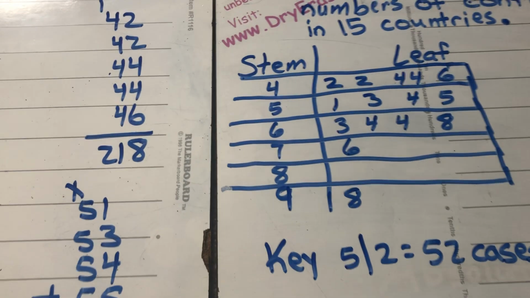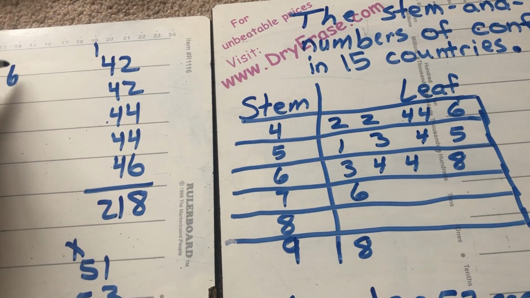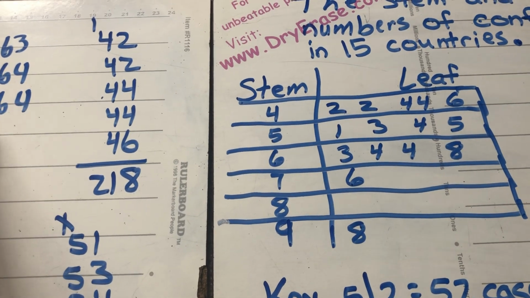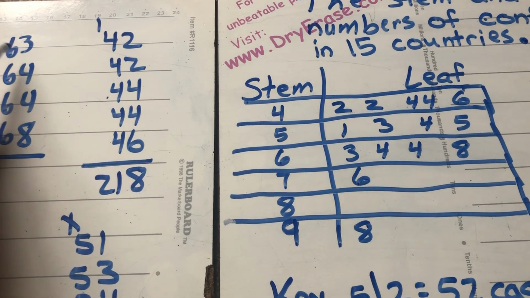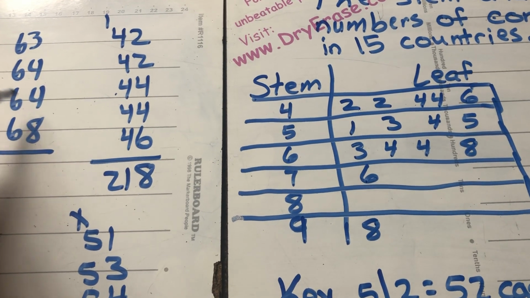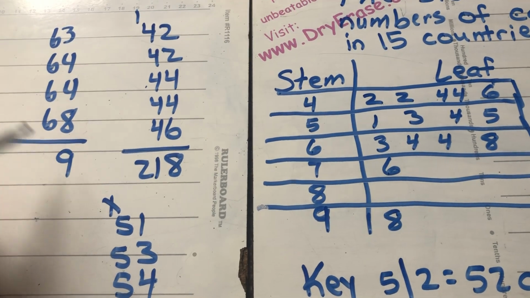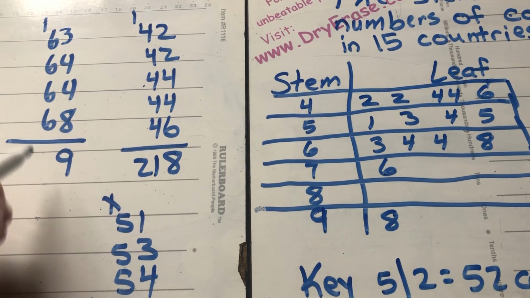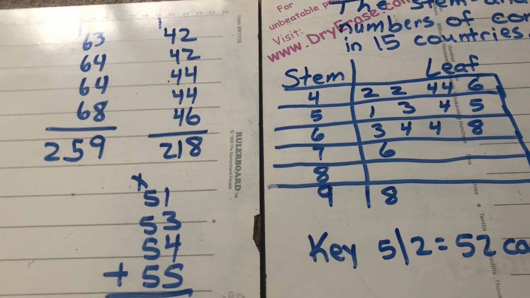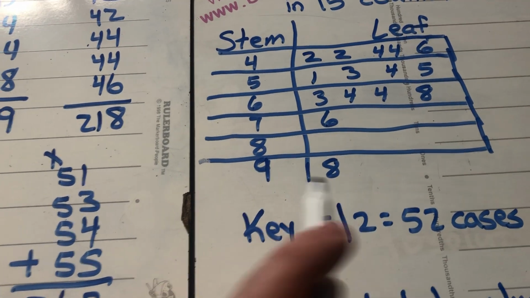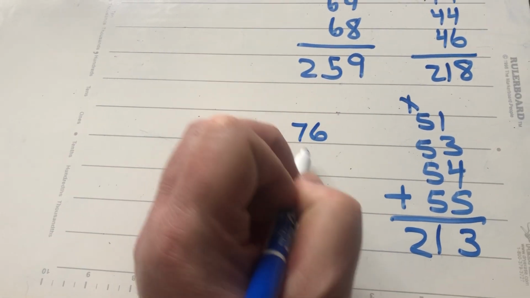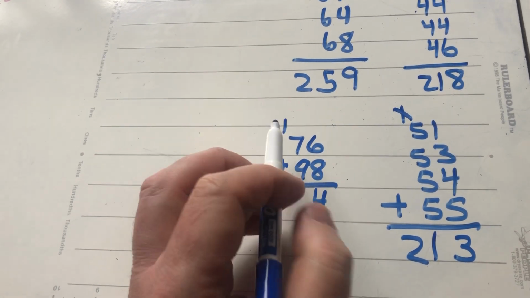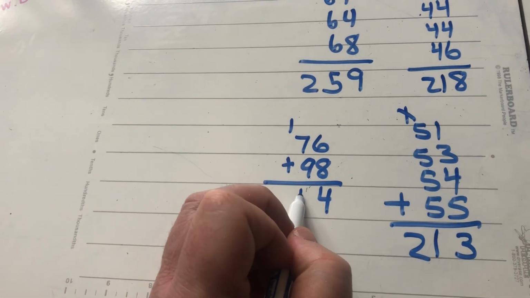Well, with the 6, it looks like 63, 64, 64 again, and 68. Well, 3 plus 4 is 7, plus 4 is 11, plus 8 is 19. So I'm going to put the 9 down, carry the 1. 6, 12, 18, 24, 25, 259. And then it looks like I still have the 76 and the 98. So I'm just going to add those two together. 6 plus 8 is 14. Put the 4 down, carry the 1. 1 plus 7 is 8, plus 9 is 17.